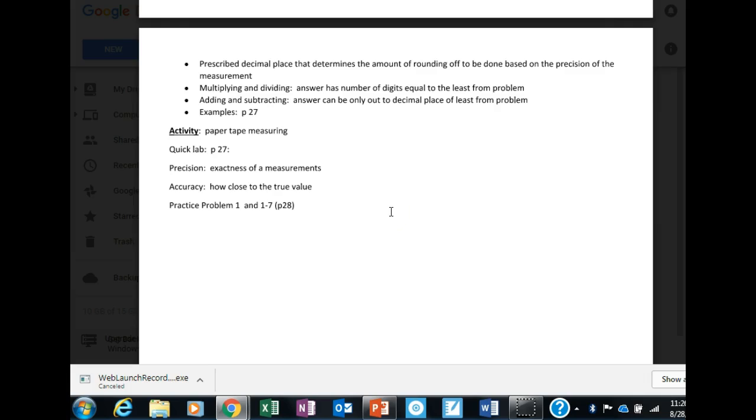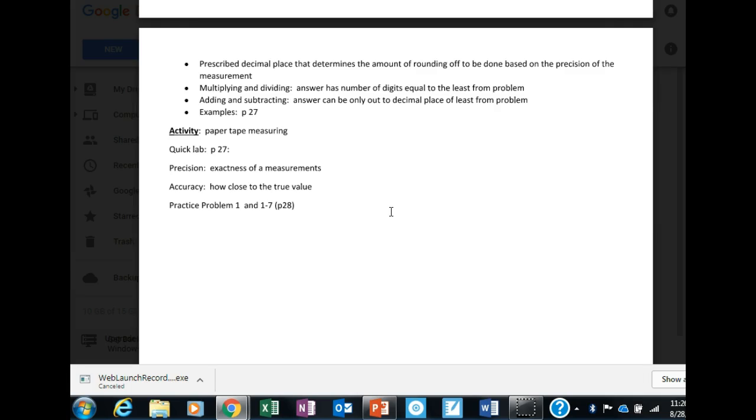Now, some of the words that we used in there was precision. So precision is the exactness of measurements that you make. So if I measure my height 3 times and I get that I am 5'3" every time, that's precise.